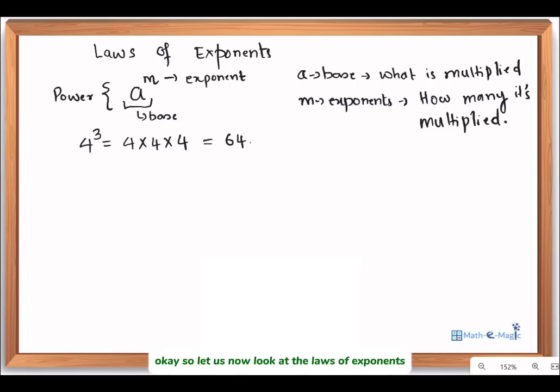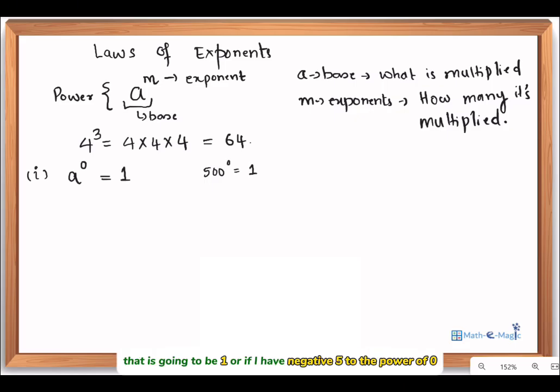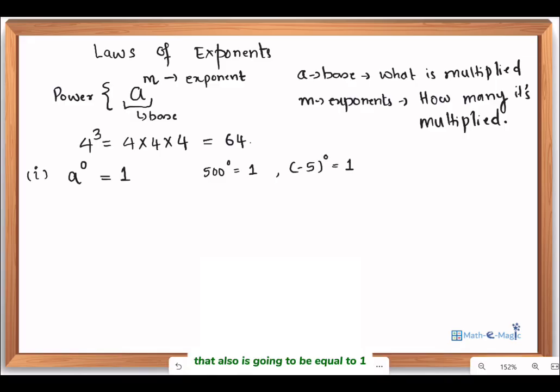Okay, so let us now look at the laws of exponents. These are some basic and important laws of exponents. The first one: if I have any number a raised to the power of 0, the answer is always going to be equal to 1, no matter how big or small a is. It could be 500 to the power of 0, that is going to be 1. Or negative 5 to the power of 0, that also is going to be equal to 1. So any number to the power of 0 is always equal to 1.